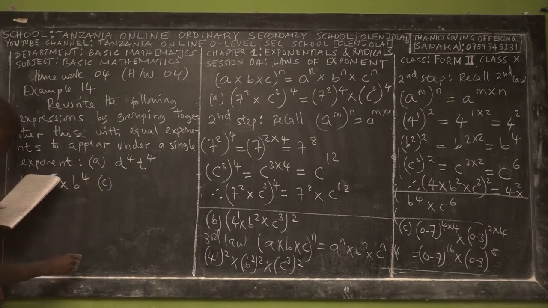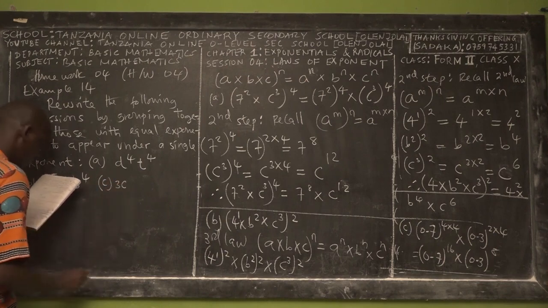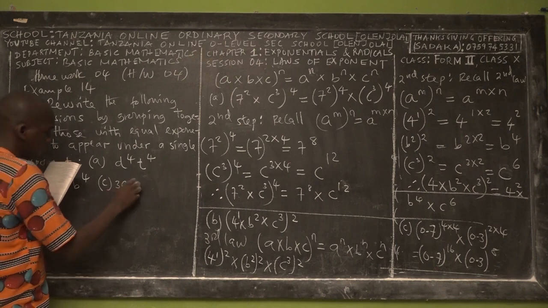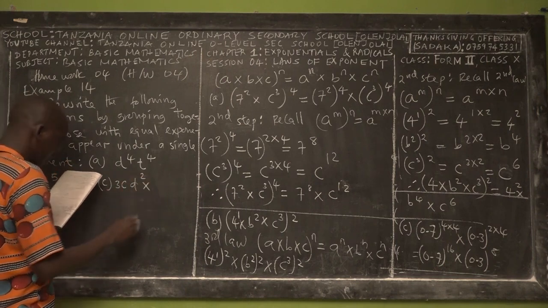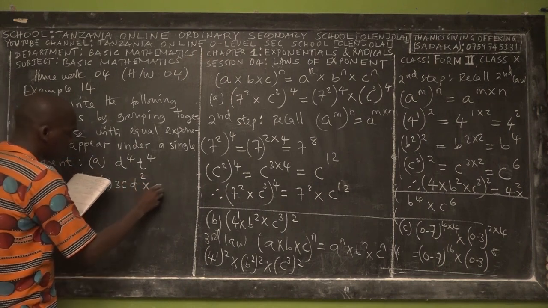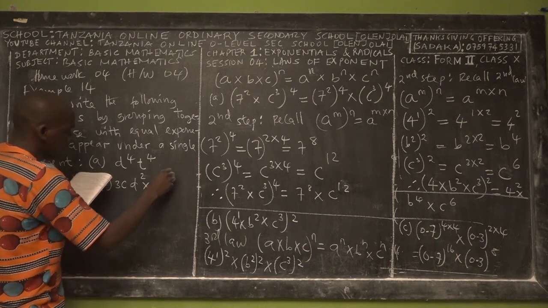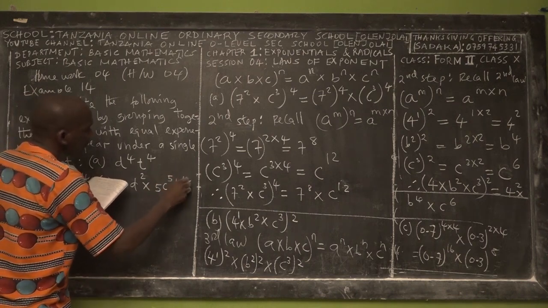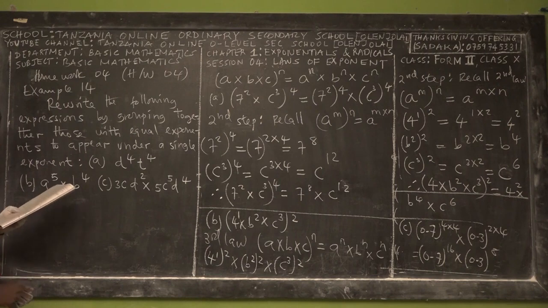C, we give you 3C D square times 5C power 5 D power 4. So we write the following expressions by grouping together those with equal exponents to appear with a single exponent.